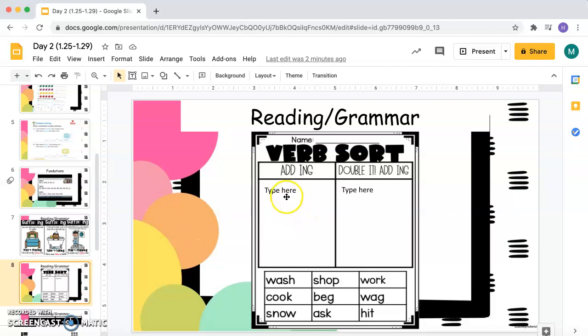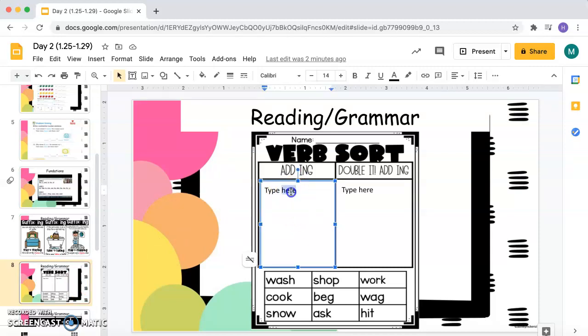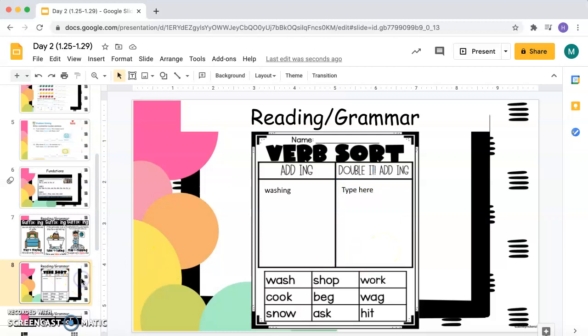All right, so what you're going to do is click in here and type these words. If you're just adding ing, for example, wash, I'm going to type in wash right here to washing, okay? But some of these you need to double the last letter, like wag, you're going to double the last letter and add ing. So you're going to type them all in here, okay? So if you're adding ing, or if you're doubling the last letter and then adding ing. Okay, so you have to type these out.